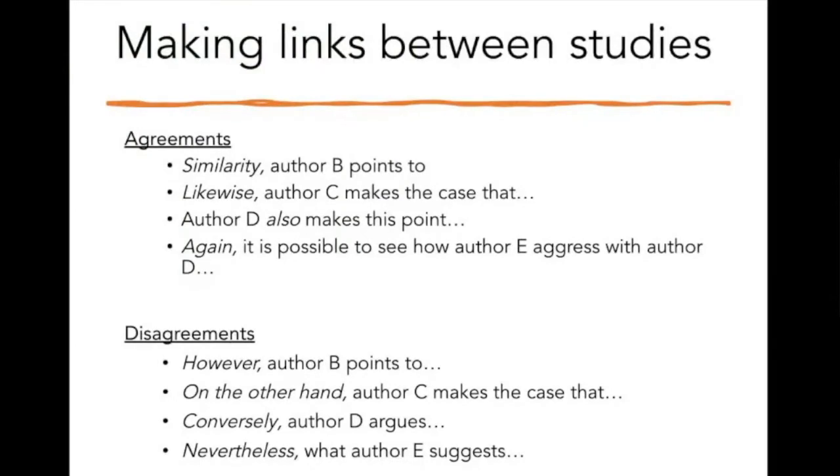Okay, and someone asked earlier about how to relate one article to another article. So it is important to know how to make links between articles. For example, if the author has a point of view in agreement with topic A, you can make links like similarity: author B points to this, likewise, author C makes the case that, author D also makes this point. Again, it is possible to see how author E agrees with author D.